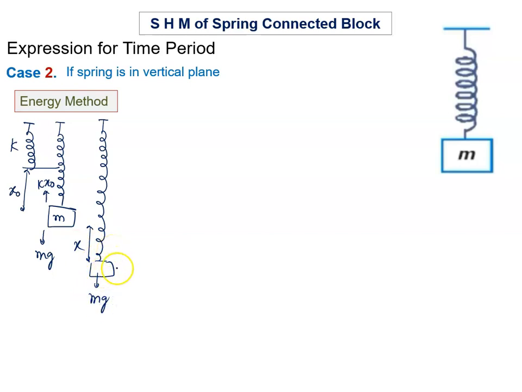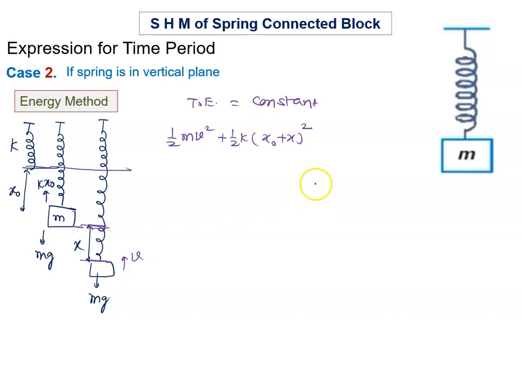Now the downward force will not change, it will still remain mg, but we know the upward restoring force will increase. Let at this moment the velocity of the block be v, and the spring has changed its length from this to this, that is x naught plus x. So we write the total energy, which is always constant. It is half mv square, the kinetic energy, plus half k(x naught plus x) square, the spring potential energy. And at the same time, gravity is doing negative work on this block, given by minus mgx, and the total should be constant.